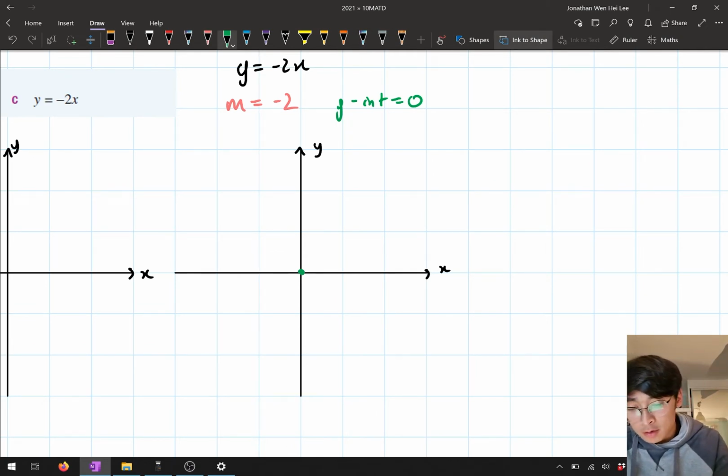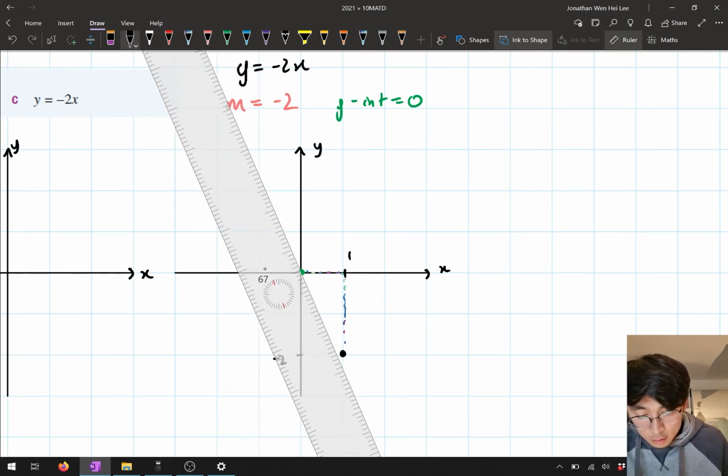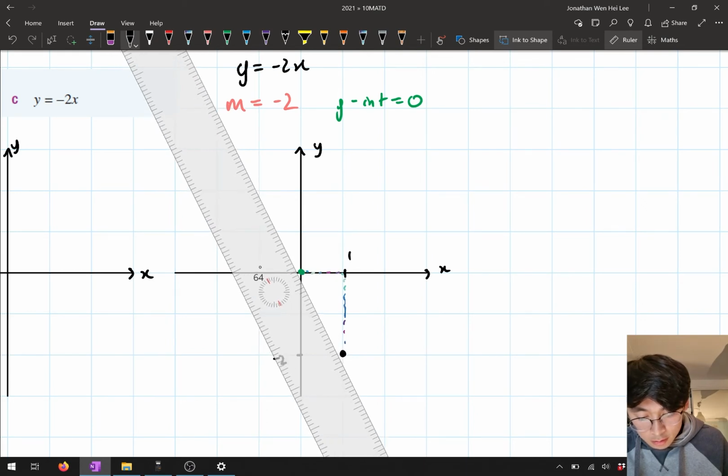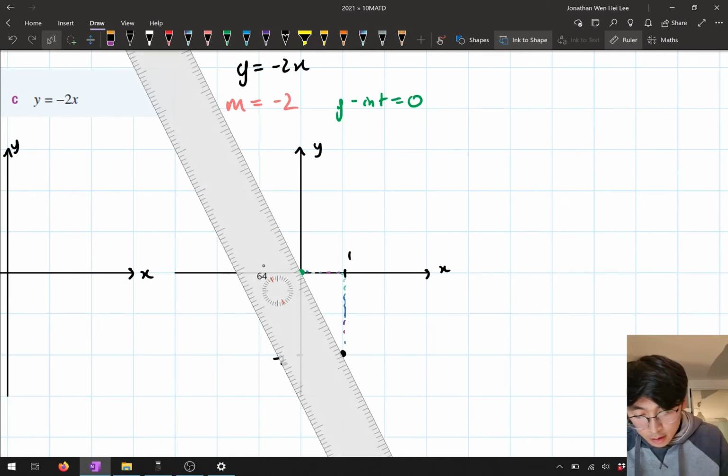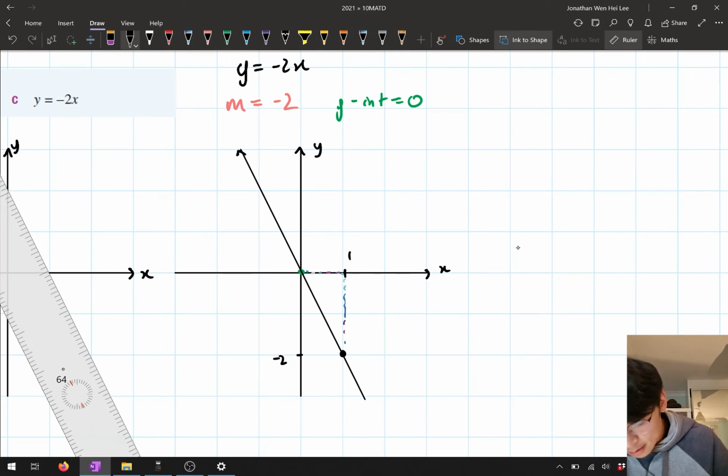So here, I'm going to use my Galaxy pen to get this. So I go across by 1 and go down by 2. And so my point is going to be over here. I'm just going to make a point here. This is 1, negative 2. Once I've got that, I can draw my line through these 2 points. And so this one is going to look something like this. Yep, there we go. That is what my line will look like. So this is the graph of y is equal to negative 2x.